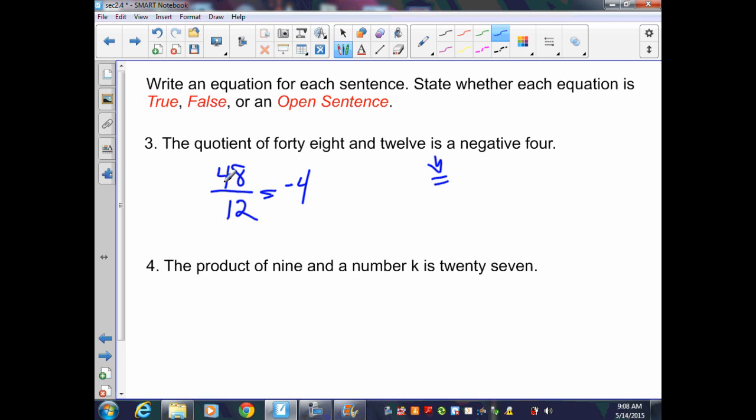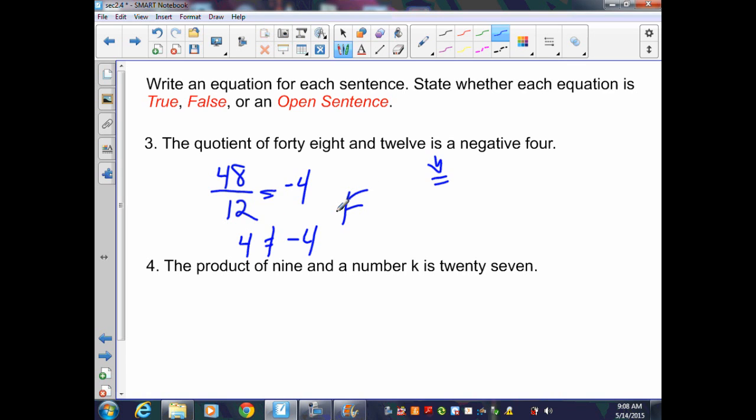And we can determine, because we have a numerical expression on the left and a numerical expression on the right, we can determine if it's true or false. 48 divided by 12 is 4. And we have a negative 4. But we know that this is not true. Therefore, this is false.